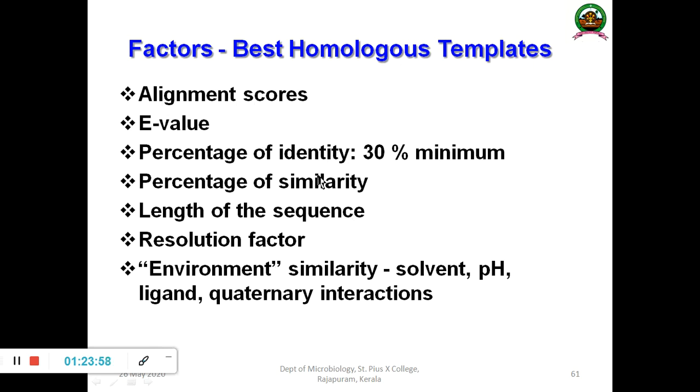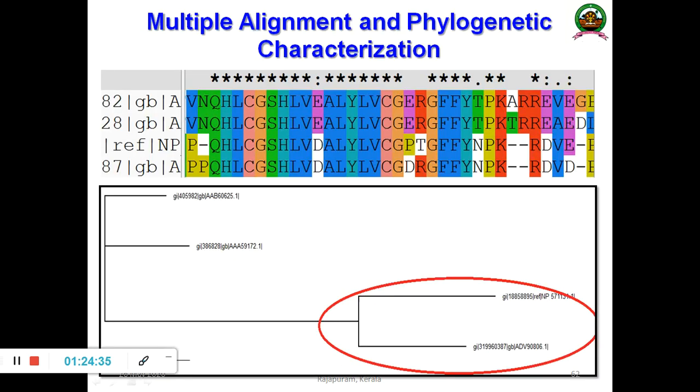Then you have the percentage of similarity, then the length of the sequence, then the resolution factor of the template. The highest resolution value will give you poor quality; resolution close to 0 always gives you a good quality result. Then the environment: crystallization happens in a solvent system, so the importance of pH, the importance of a ligand, quaternary interactions, some metal content, etc. All those things you should be in a position to look at. So for selection of the best template, you have so many parameters.